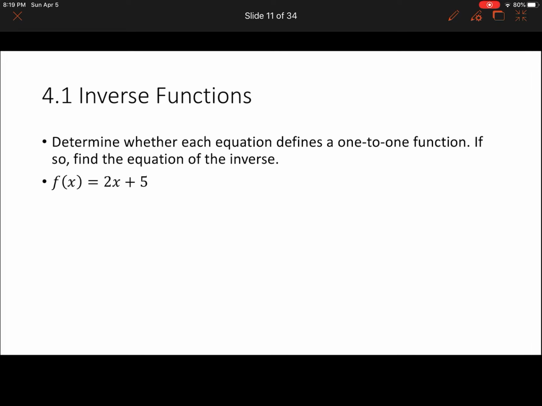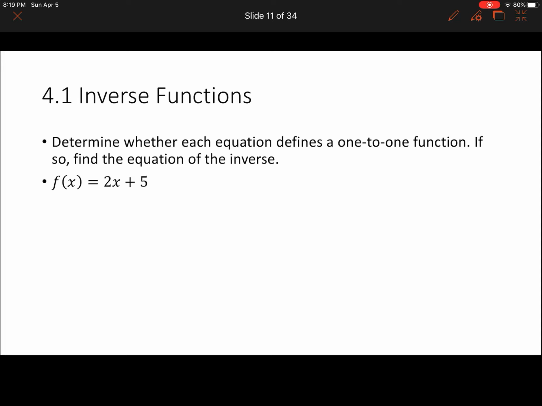So we're going to continue here in section 4.1. We're going to try to finish this section. And we've been talking about one-to-one functions, and we've talked about what it means for functions to be inverses of one another. And in our last video, we talked about how x and y basically flip-flop between the original function and its inverse. And so if we're trying to find the inverse, which is what we're asked to do here, it says determine whether each equation defines a one-to-one function, and then if so, find the inverse.